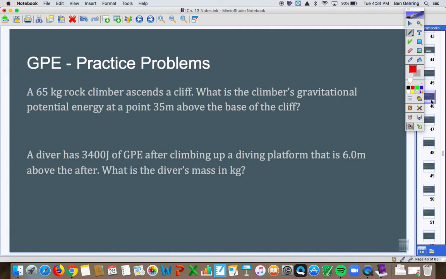Let's do some practice questions. So for starters, I have a 65 kilogram rock climber ascends a cliff.